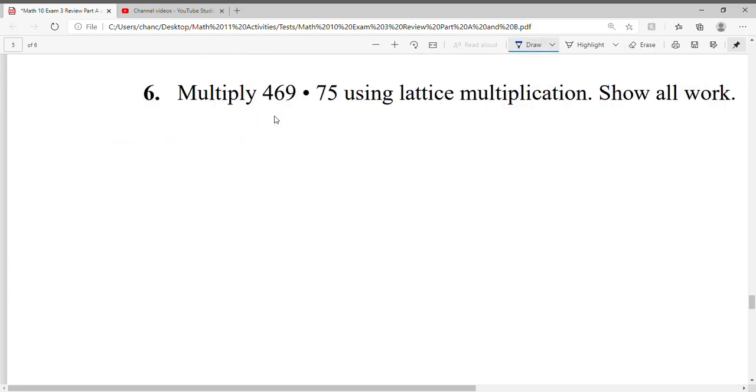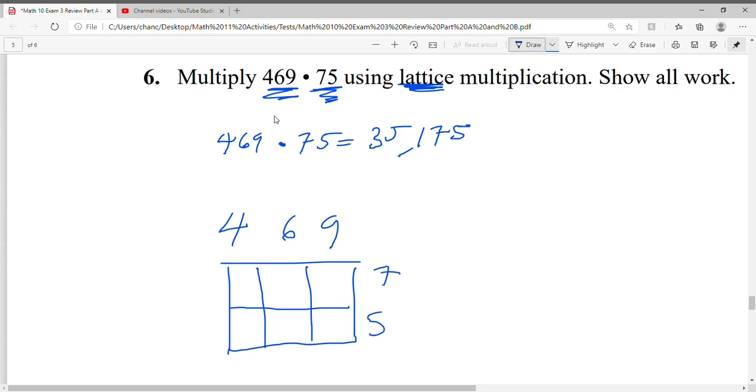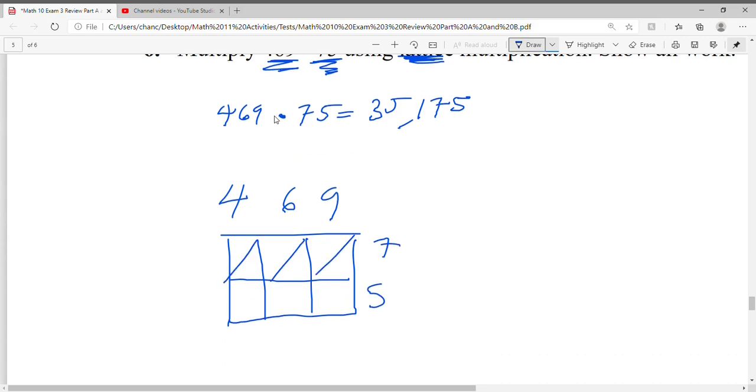In question 6, I want to multiply 469 times 75 using the lattice method. Now, of course, I could check on a calculator, and this should be 35,175. But remember, we have to use the lattice method or we don't get any points for this question. So let's use the lattice method. We'll make a box. 469 goes on top and 75 goes on the right. Don't forget your diagonals.